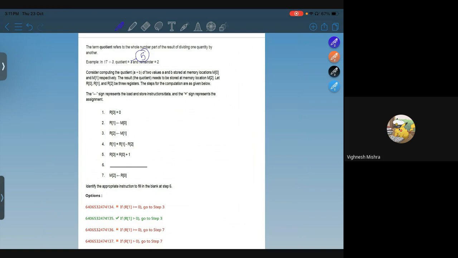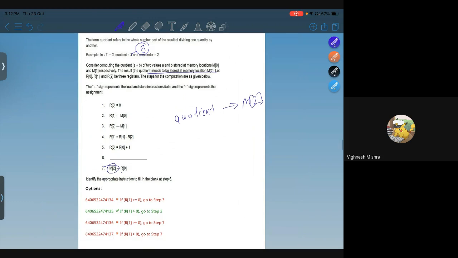Okay, so the quotient should be stored in the memory location M2. This one. This should be your quotient. So at the end we just need the quotient. We don't care about the remainder. And R0, R1, R2 are 3 registers. Yeah, now we can do it.